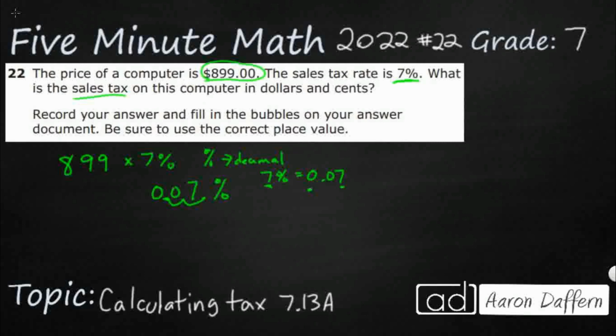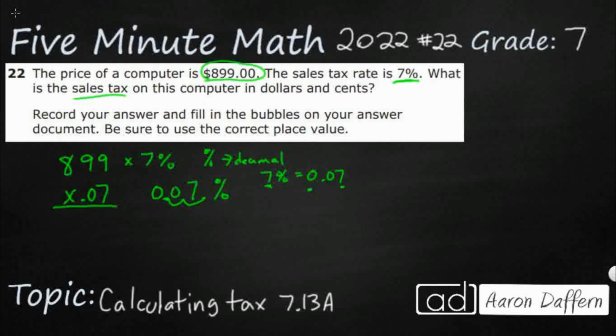Now we can multiply. We're going to multiply $899 times, I'm just going to keep it .07. We don't need the 0 in the ones place. We're not even going to multiply by the 0 in the tenths place. We simply just need to multiply $899 times 7. I'm just going to keep this here because we need to keep track of how many decimal places we have.